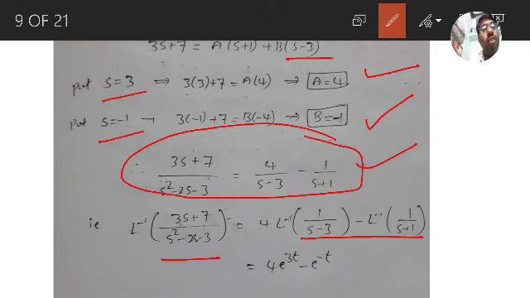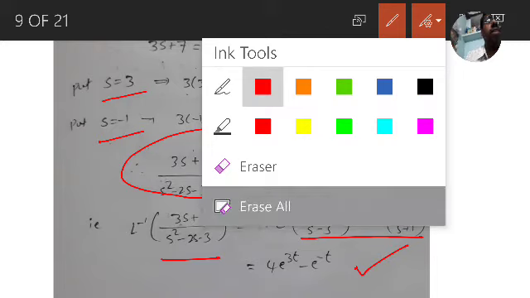L inverse of 1 by s minus a is e power of at. For 1 by s minus 3 it is e power of 3t. And L inverse of 1 by s plus a is e power of minus at. Therefore L inverse of 1 by s plus 1 is e power of minus t. So the answer is 4 into e power of 3t minus e power of minus t. This is our answer. This is the third problem.